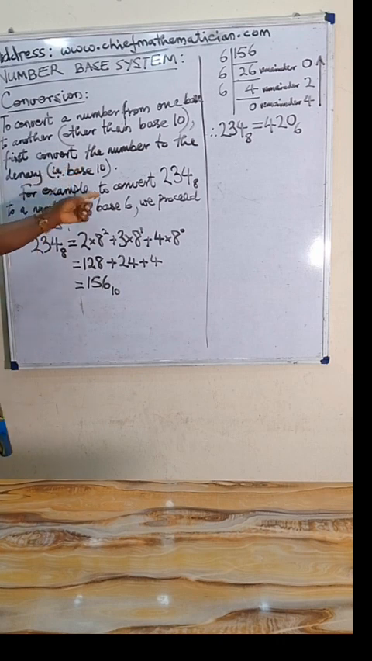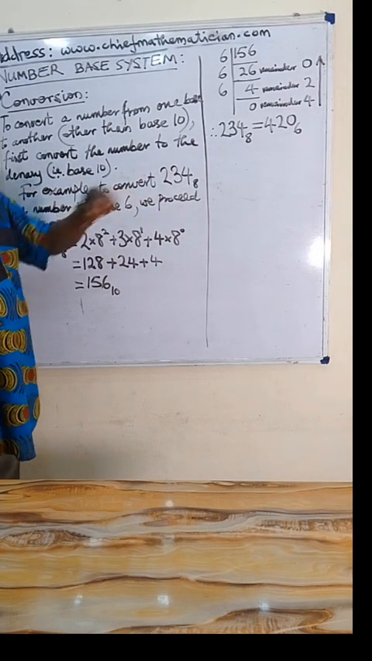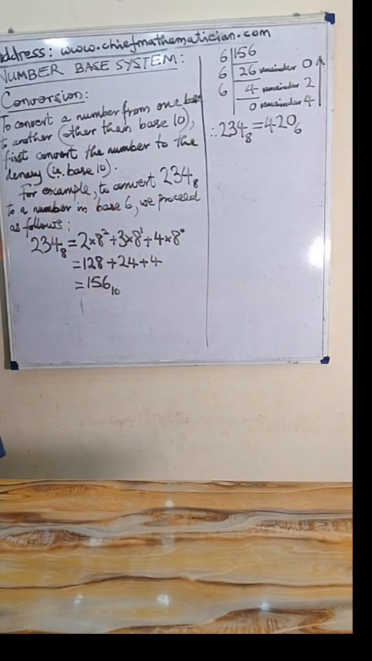For example, to convert 234 in base 8 to a number in base 6, we proceed as follows. 234 in base 8 is equal to 2 times 8 to the power 2 plus 3 times 8 to the power 1 plus 4 times 8 to the power 0, from what we did in place values. That will give us 128 plus 24 plus 4, 156 in base 10. 234 in base 8 is equal to 156 in base 10.